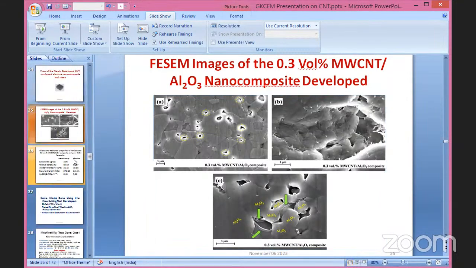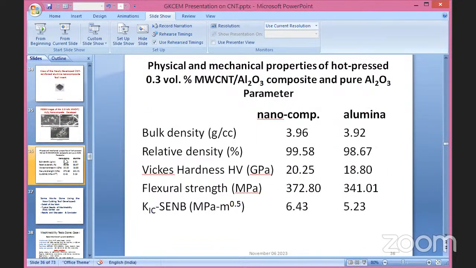And what properties does it give? I am showing this table. Compare simple pure alumina with this multi-walled carbon nanotube nanocomposite alumina material. Bulk density, in gram per cc, is 3.96, slightly improved over alumina. The relative density is also slightly better, 99.58% compared to 98.67% in alumina.